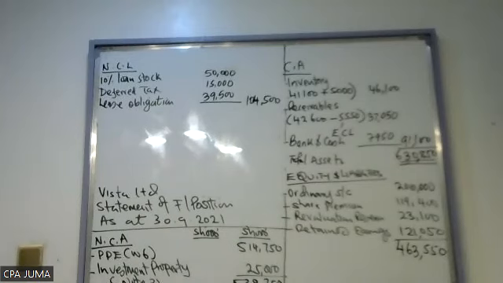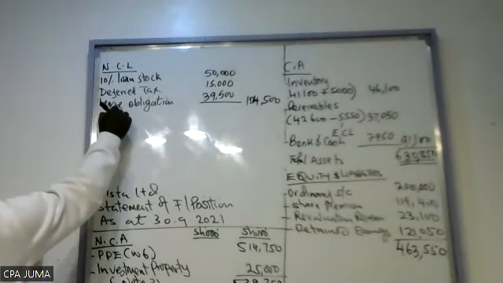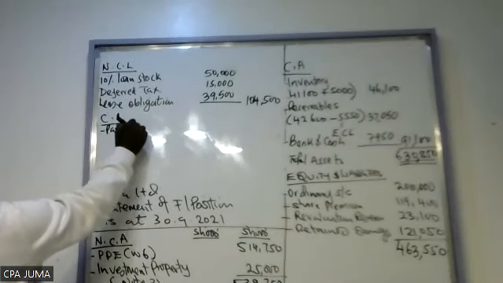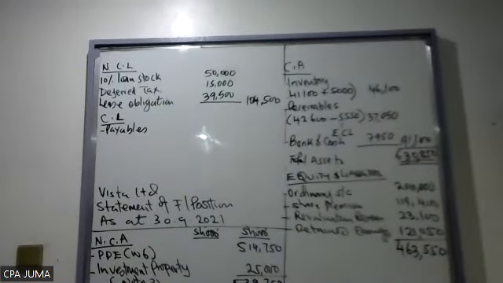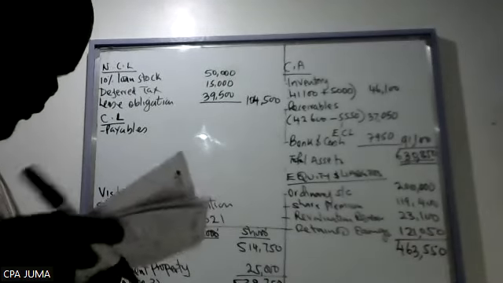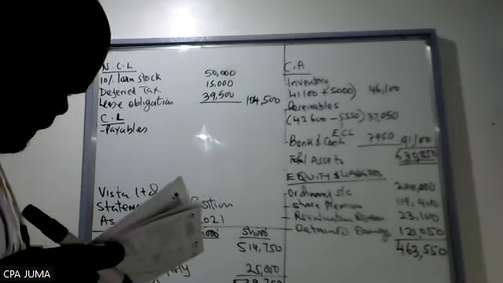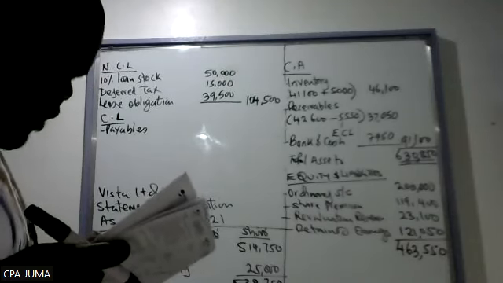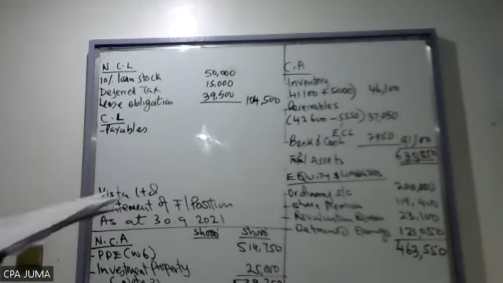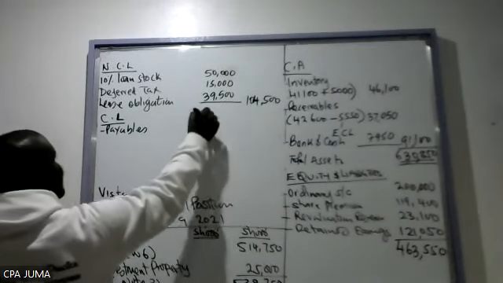Then current liabilities, payables. Payables as usual. So check for me payables in the trial balance. We are looking at trade payables before ordinary shares. Trade payables was 19,800.